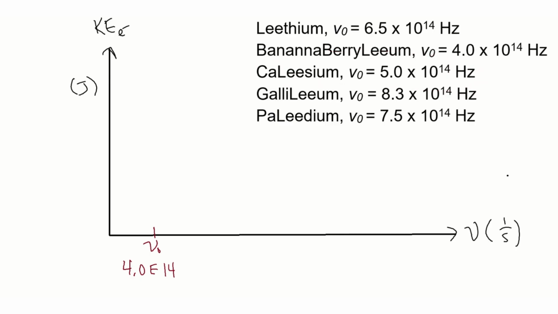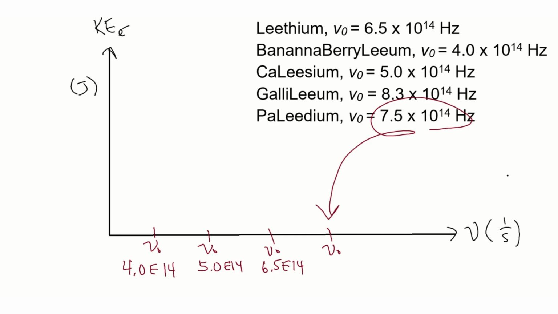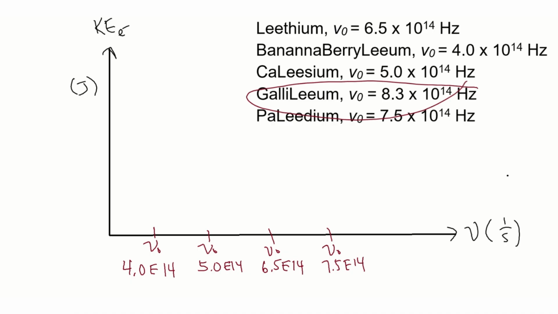Calcium has the next lowest threshold frequency. So I'll plot that somewhere to the right. And a little bit more than that is lithium, followed by palladium, and followed by gallium.